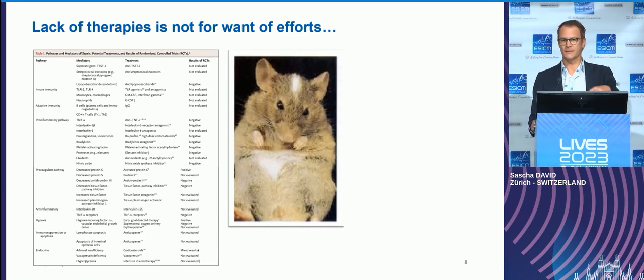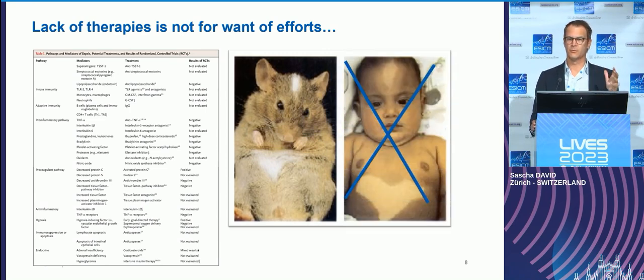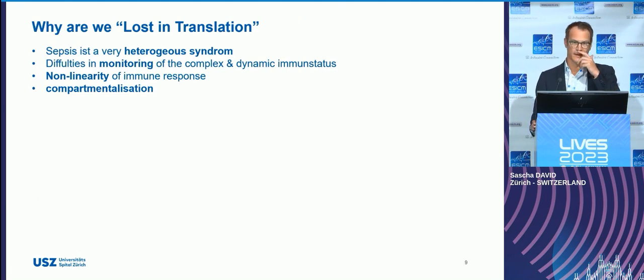If you see this list, you cannot read it, but you will see they're all negative. These are all therapies that have worked in mice but have absolutely failed in humans. So we have a translational gap here. We're a little bit lost in translation. And this is probably because it's super heterogeneous.